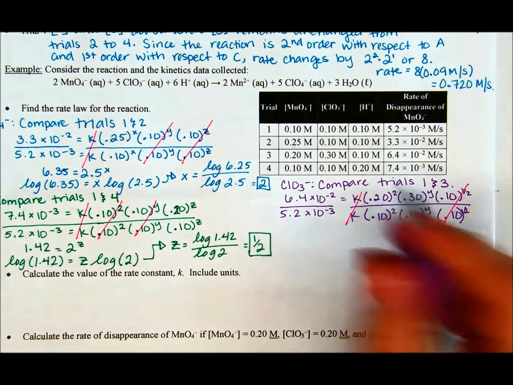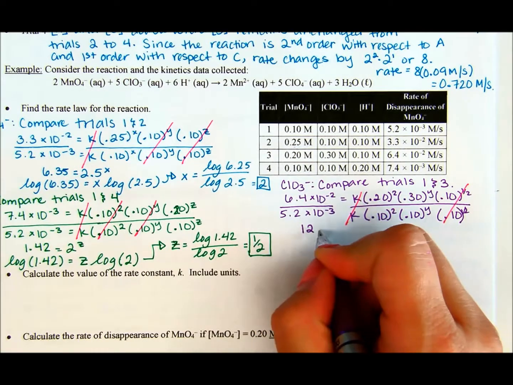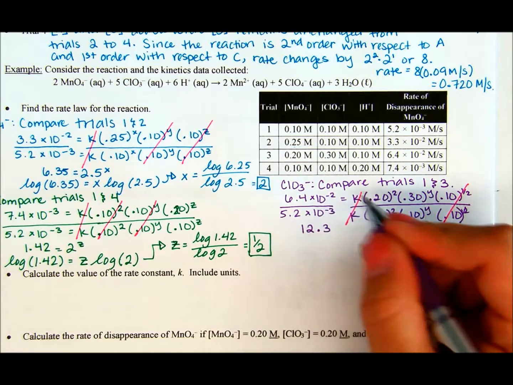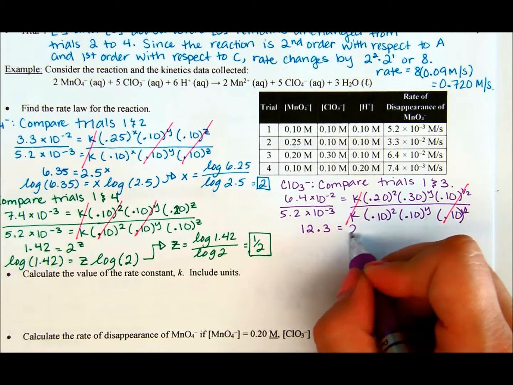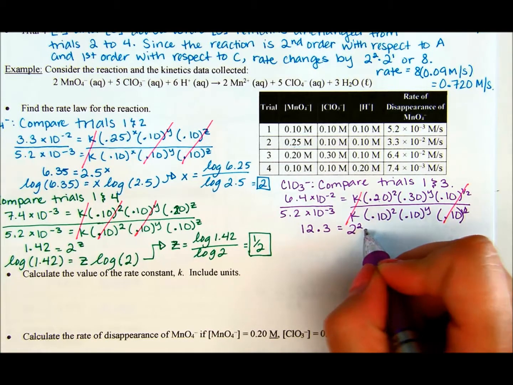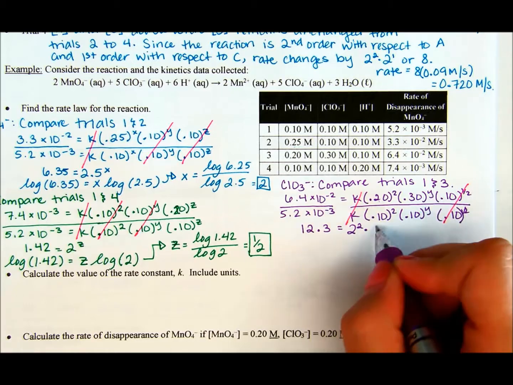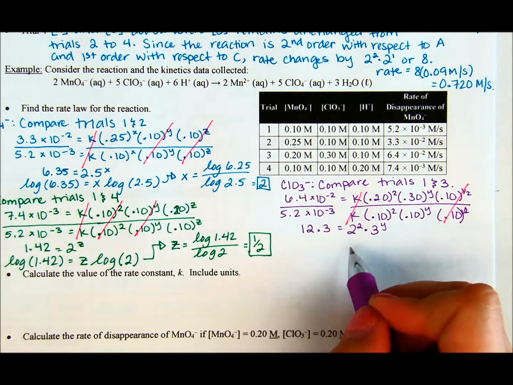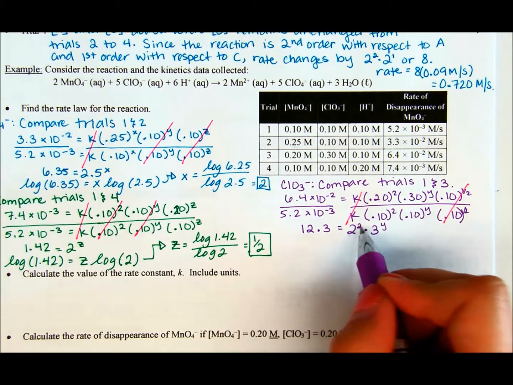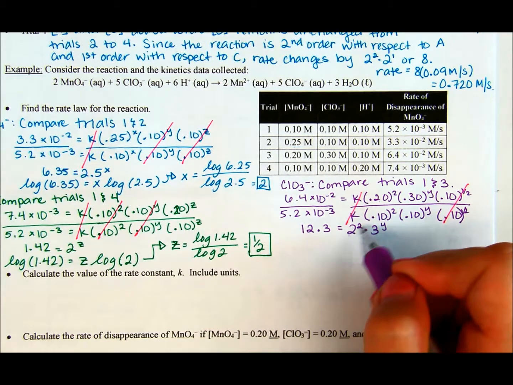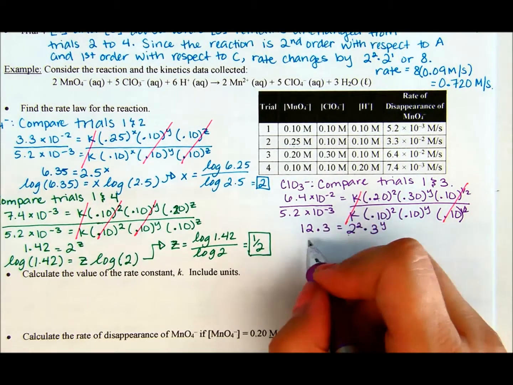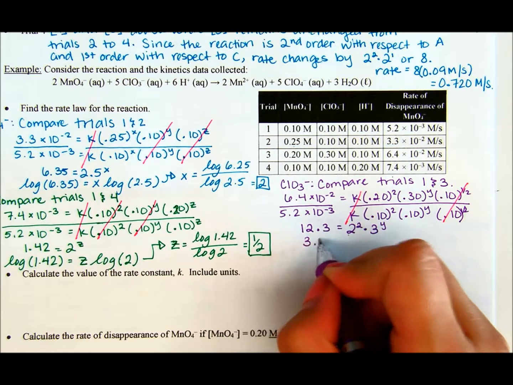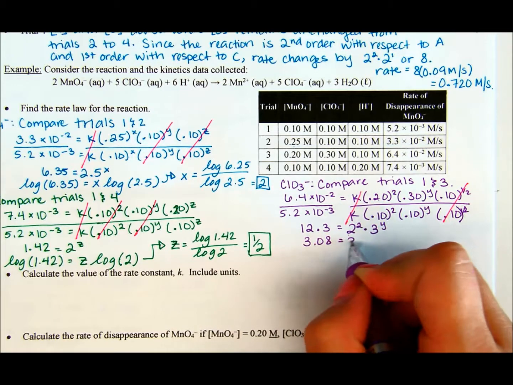So how do I do this? Well, you just do it in the same way. So plug this into your calculator. 12.3 is what that's divided by, equals. And then this is going to be 2 squared times 3 to the y. So taking 2 squared, and you're going to subtract whatever that is from 12.3, so that ends up being 3.08 equals 3 to the y.